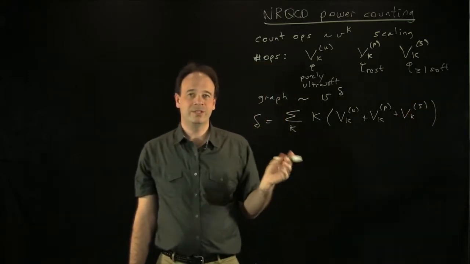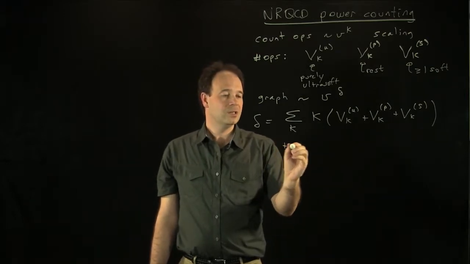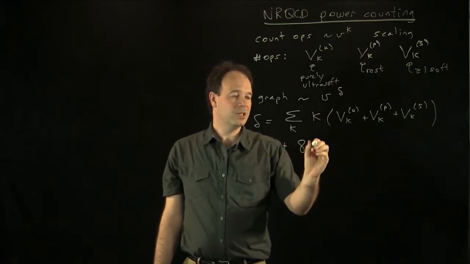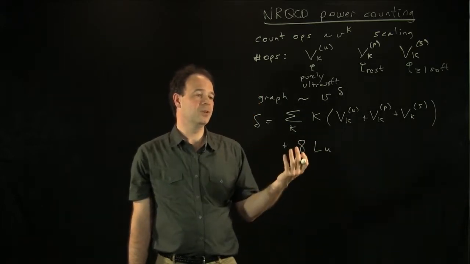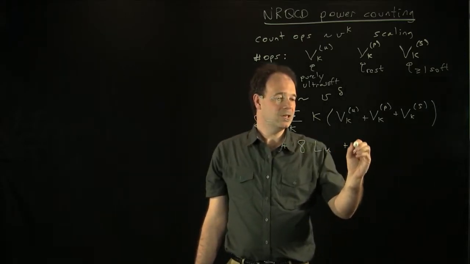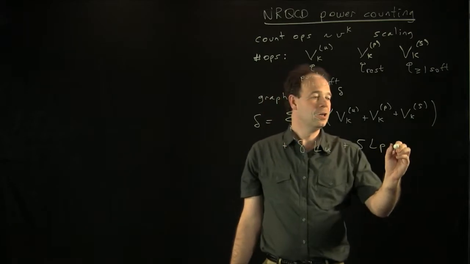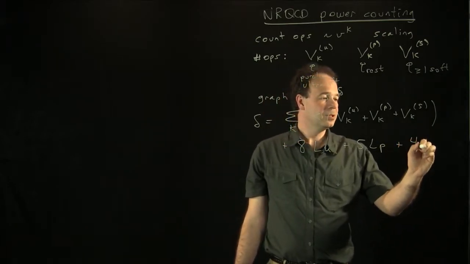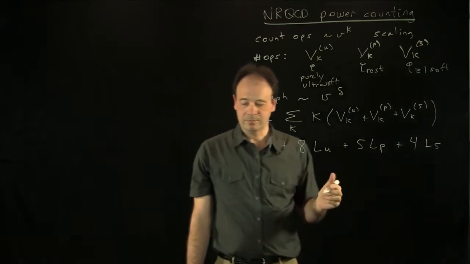But then there's other things that can give contributions to delta. In particular, there's some loops. And so there'll be some contributions from loops. And then it depends on what type of loops they are. If they're ultrasoft loops, they'll have a d4k that's going to give 8 powers of v. If they're potential loops, they'll have a d4k that'll give 5 powers of v. And if they're soft loops, they'll have a d4k that gives 4 powers of v.